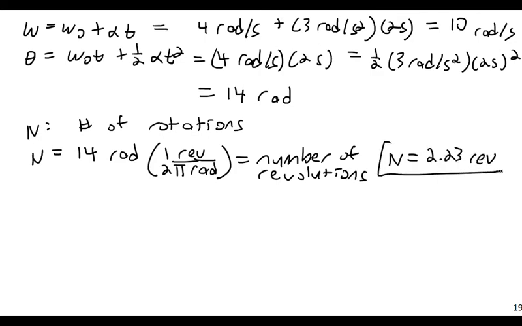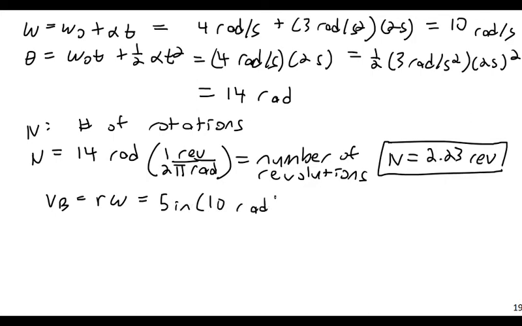This was one of our desired quantities: 2.23 revolutions. And then VB is equal to R omega, which equals 5 inches times 10 radians per second, which will be 50. So VB equals 50 inches per second upward.